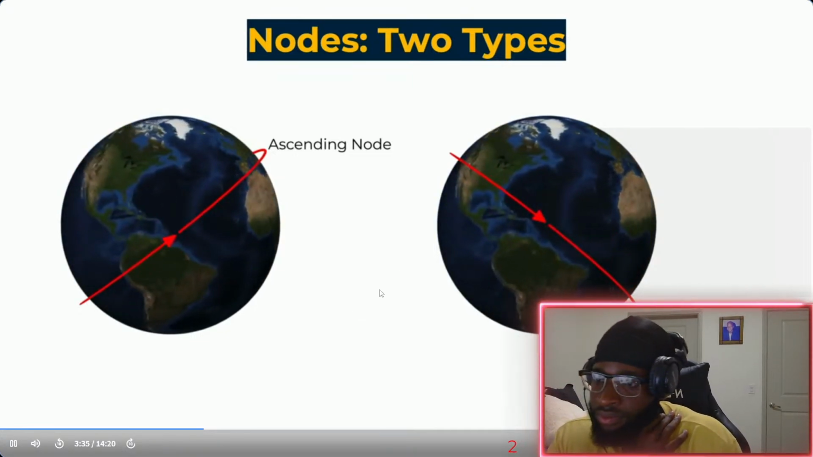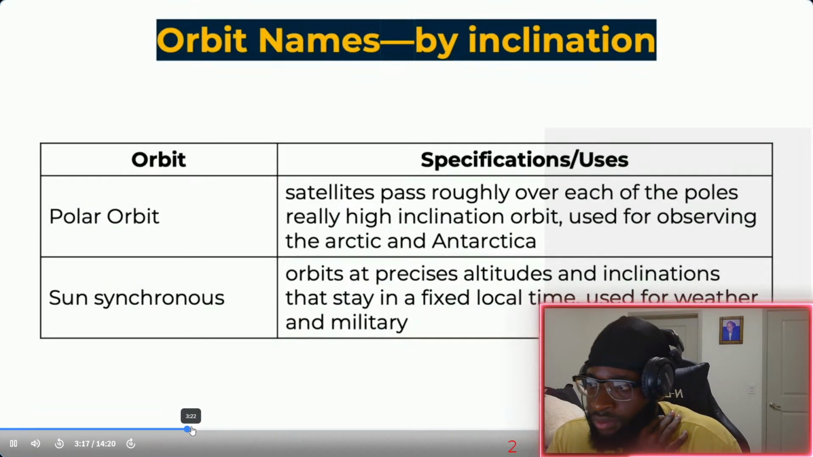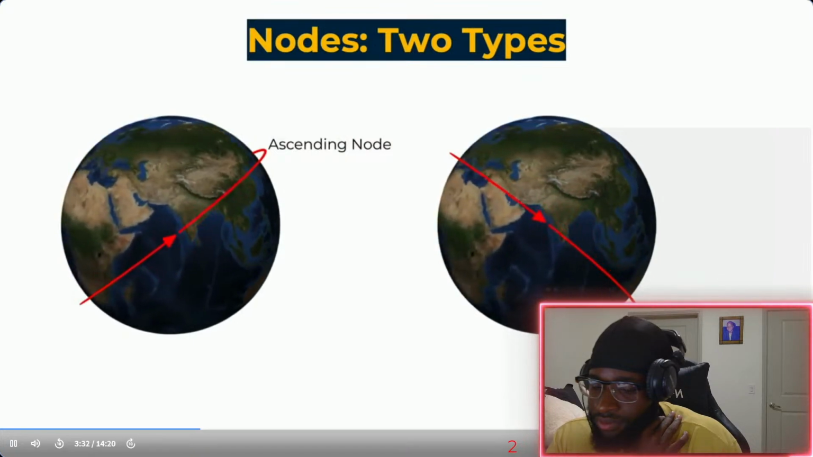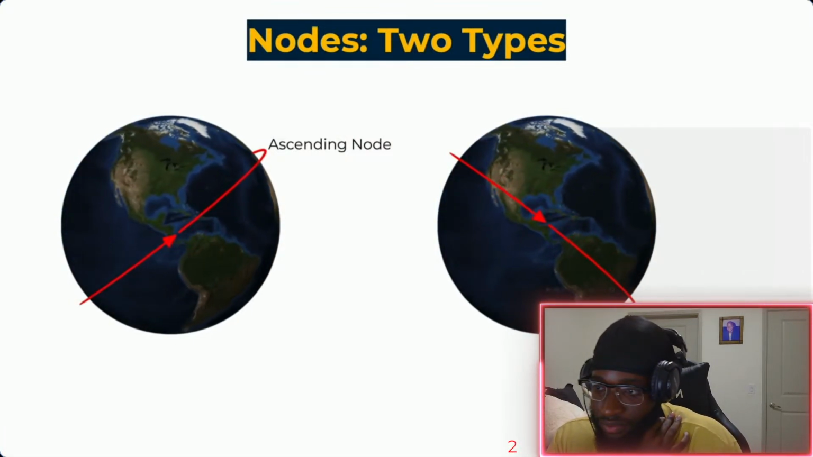The orbit is going from north to south, it is the descending node. So in every orbit, you basically go around the Earth in a complete circle, and you go through two phases. The first is that you go through the ascending node, and then as you're going down, you go through the descending node. Ascending node, descending node.